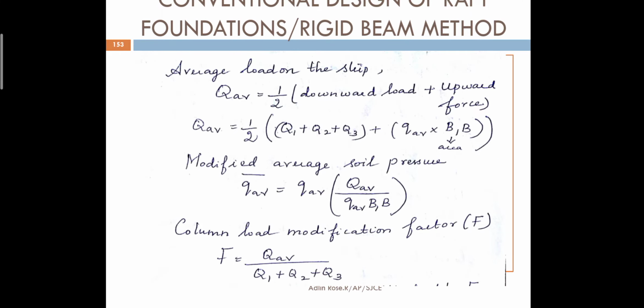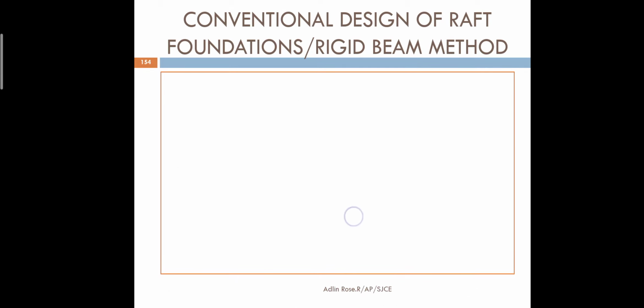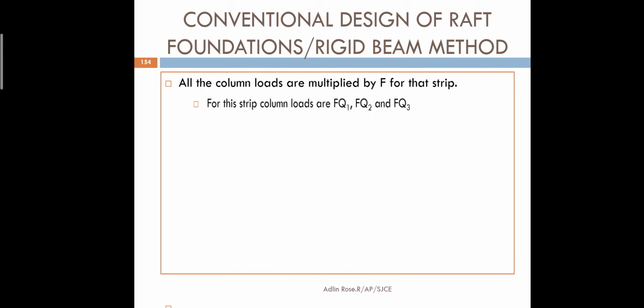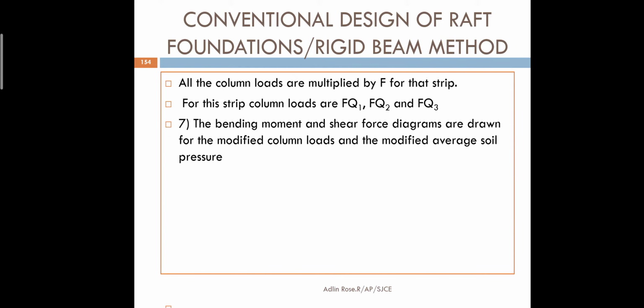What are we going to do with this F? We will multiply this F to the individual loads. So we know the column loads are Q1, Q2, Q3. Now you multiply to the individual loads, it will become FQ1, FQ2 and FQ3. So these are the modified loads. Now what is F? We have derived the formula for F: average load divided by downward load, that is QAV divided by Q1 plus Q2 plus Q3.